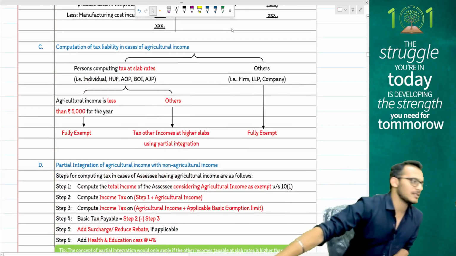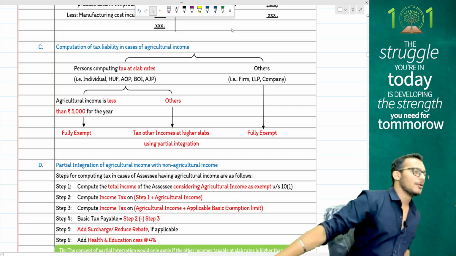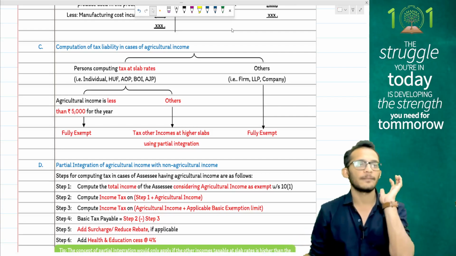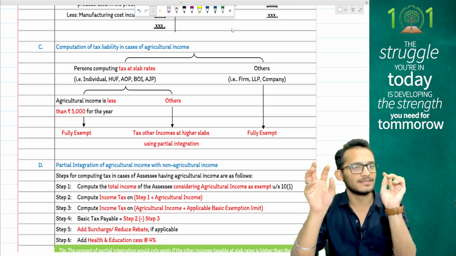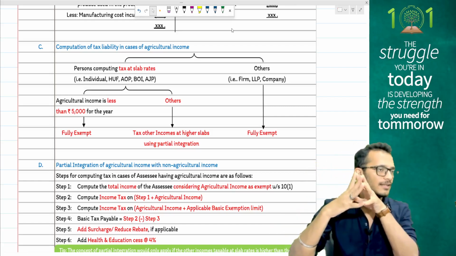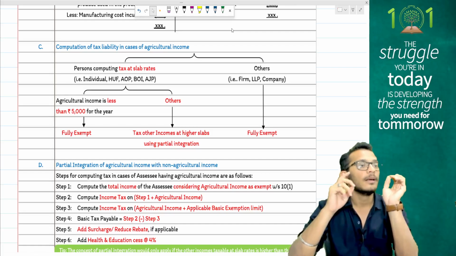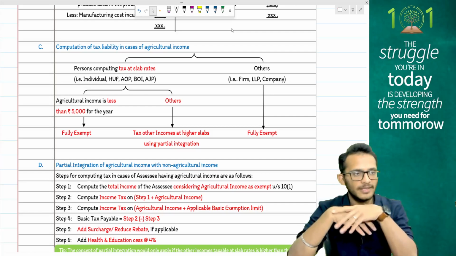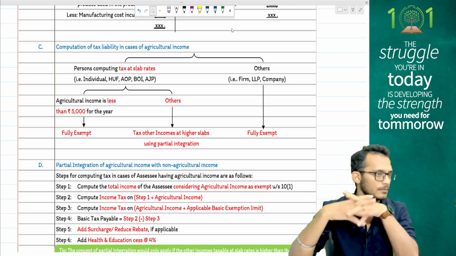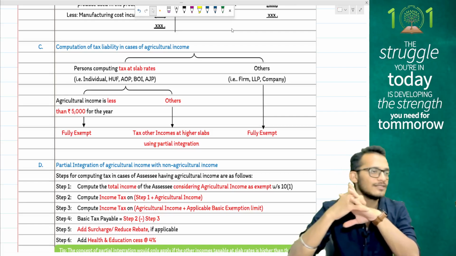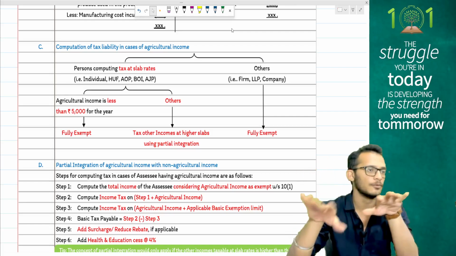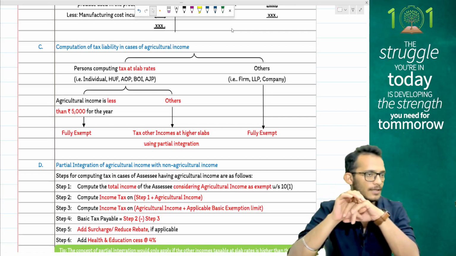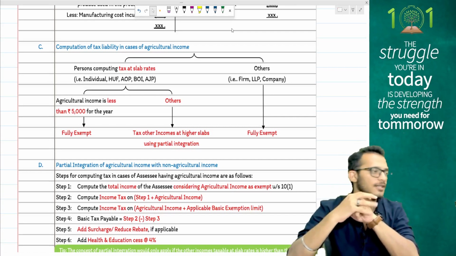When it comes to partial integration, the rule is very simple. How do you do partial integration? Step number 1, take your total income plus agricultural income and compute tax. Step number 2, take basic exemption limit plus agricultural income and compute tax. Step number 3 is 1 minus 2. You can do this and then add cess, or you can add cess and then remove whatever it is. The answer will remain the same. This is how partial integration will happen.